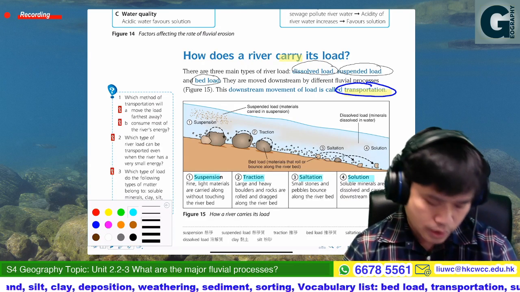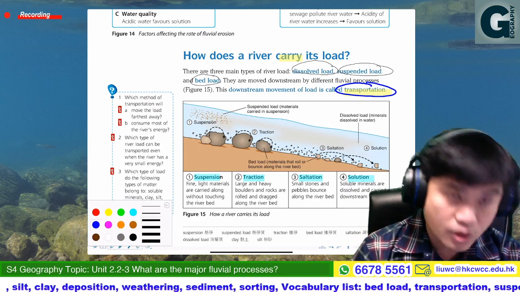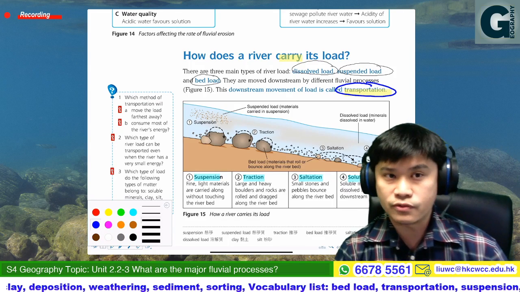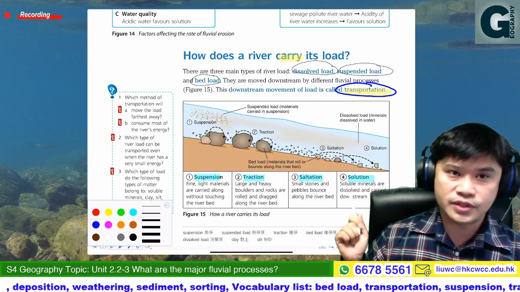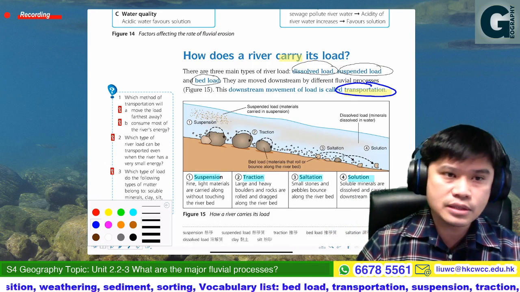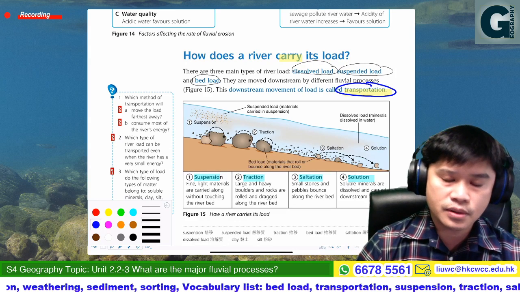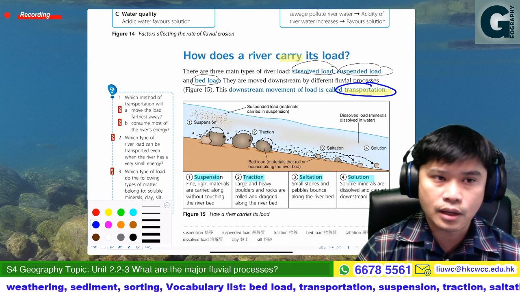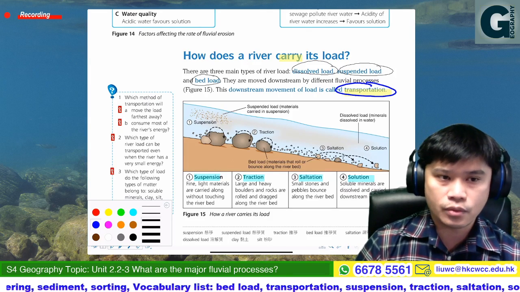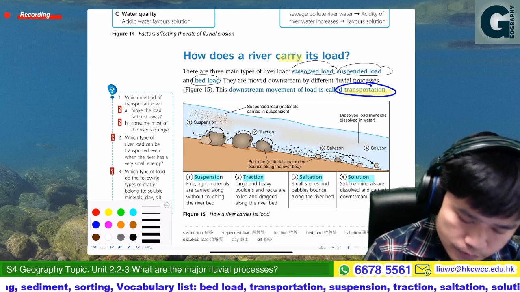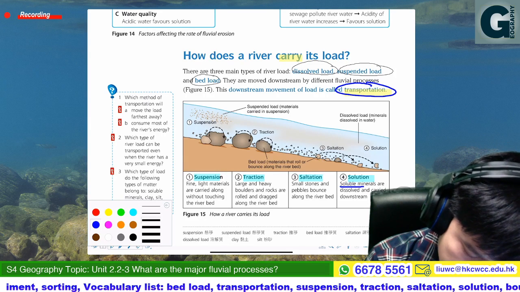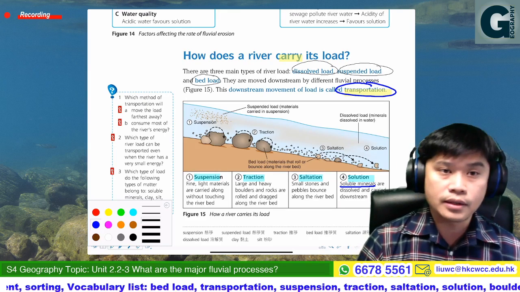These four types. First, I will talk about the fourth one, solution. How does this transportation process occur? You may ask, what type of load would be suitable for this process? That would be for the soluble minerals.